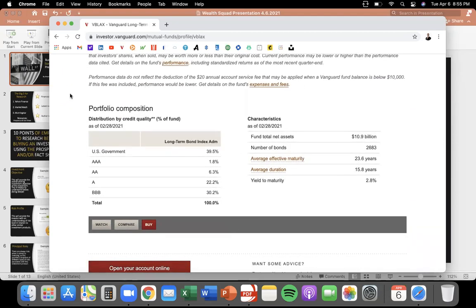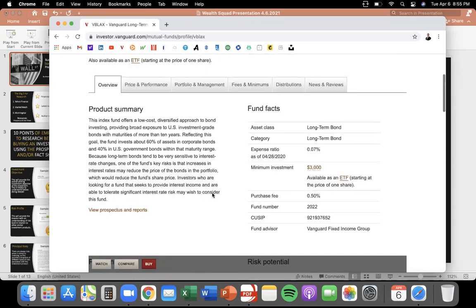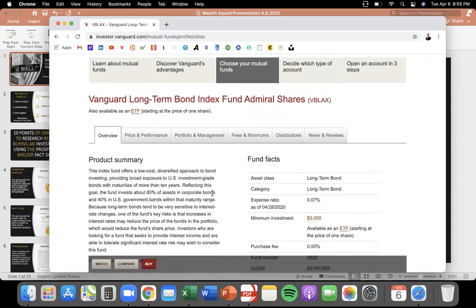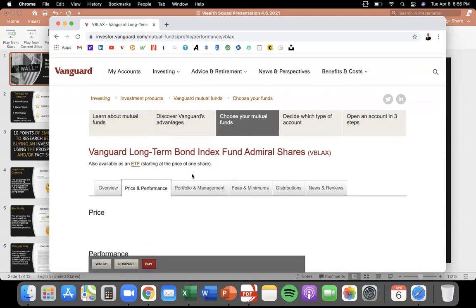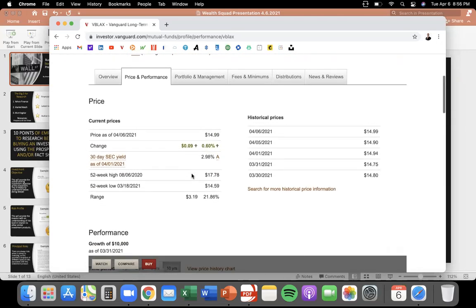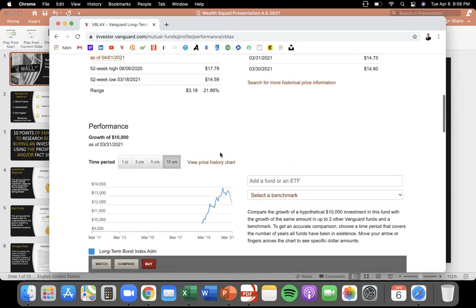Here's that characteristic. Here's the portfolio composition piece I was looking at. Again, this is Vanguard's. I use Vanguard as an example a lot because I'm very familiar with it and I use it a lot. But with Fidelity, for example, if you look up the Fidelity bond fund, your homepage is going to look a little different, but all this information is going to be there for you. So if you go to price and performance, you'll get some more information.